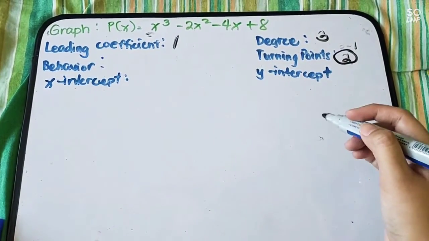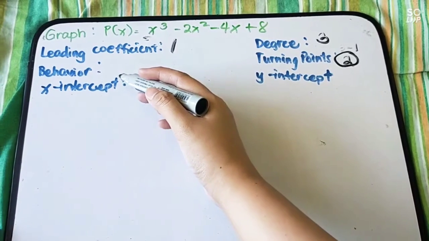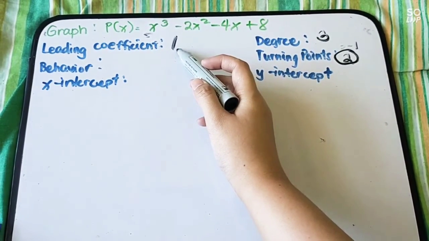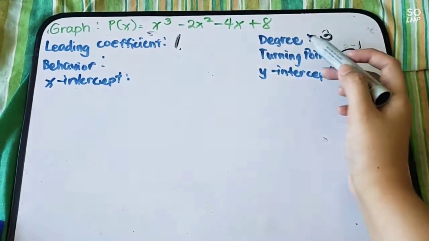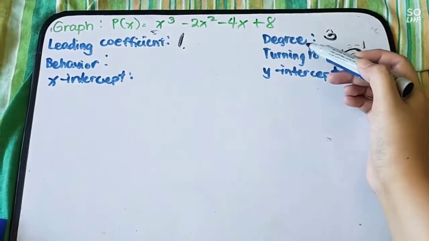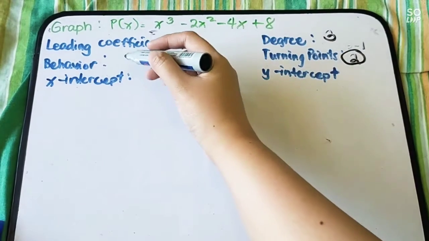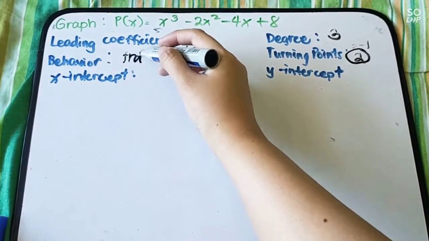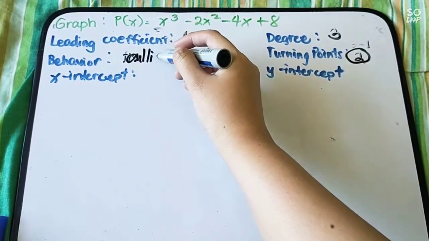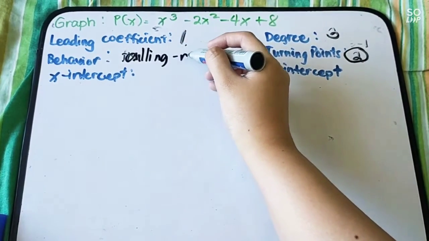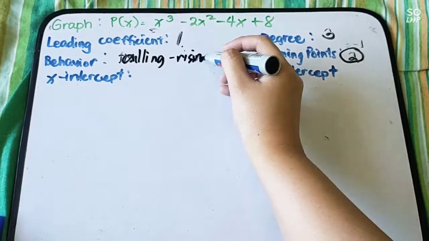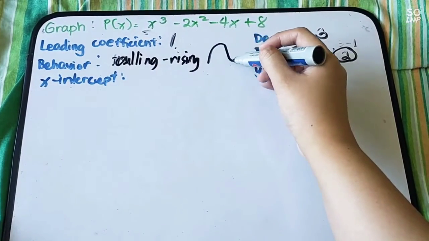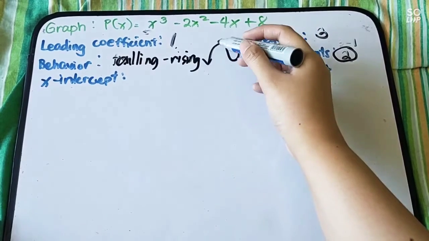It means two turns. Then, our behavior: since we have a positive leading coefficient, the leading term is positive, and the degree is odd, we have falling on the left and rising on the right. Okay. So, we expect our graph to look like this.